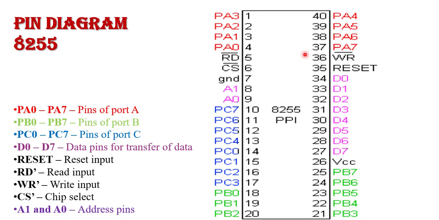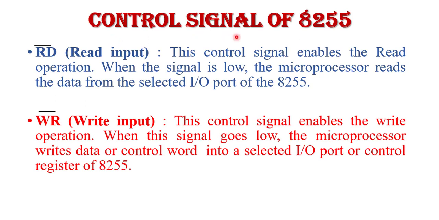Let's start the complete description of all these pins. So let's start from the control signals of 8255. First is the RD pin, that is the read input pin. It is a logic low pin because of the bar over the pin. This control signal enables the read operation. When the signal goes low, it means it is logical 0, and the microprocessor reads the data from the selected input output port of 8255.